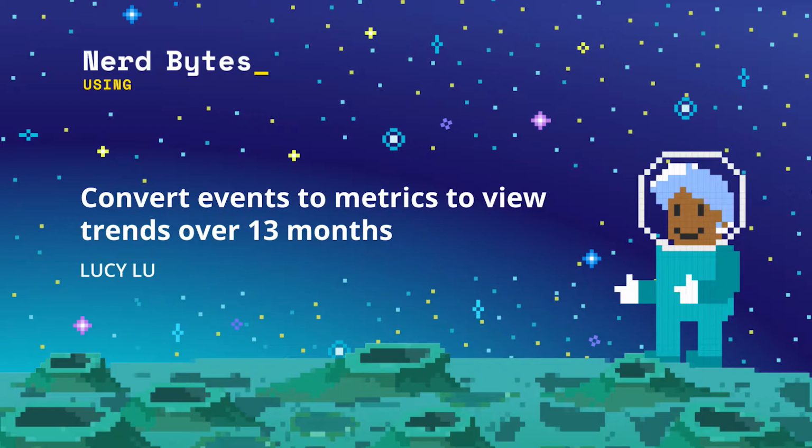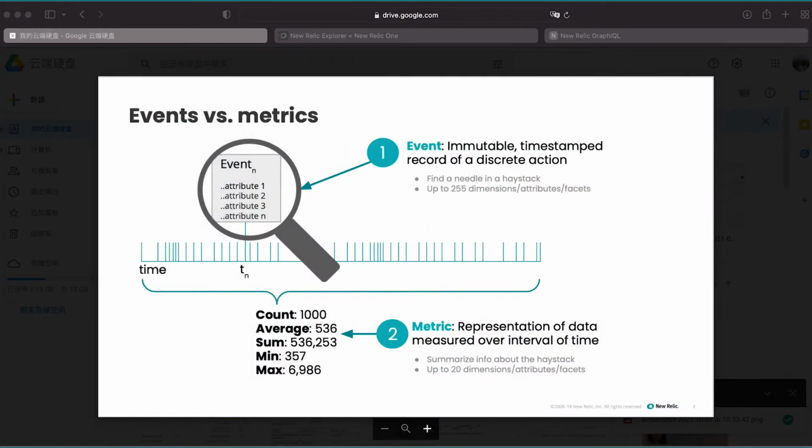In this Nerdlet episode, I'm going to show you how to convert events to metrics. So you probably all know that events are an immutable timestamped record of a discrete action. It can provide important information to help you determine the precise moment of a problem. For example, you can insert a custom event every time a user places an order on your website and record user ID, dollar amount, number of items bought, processing time, etc.